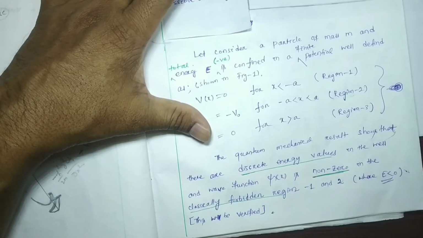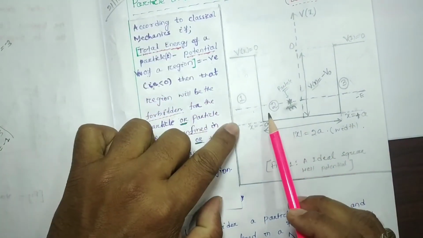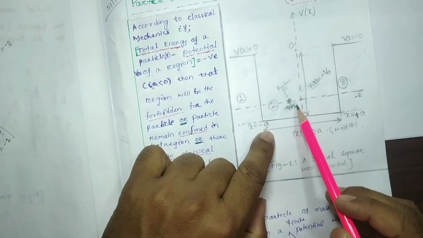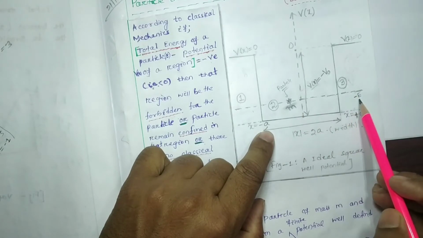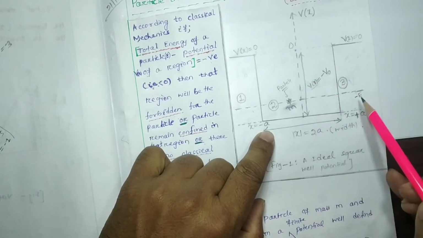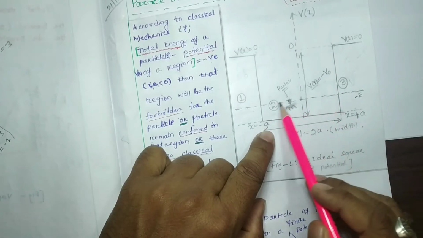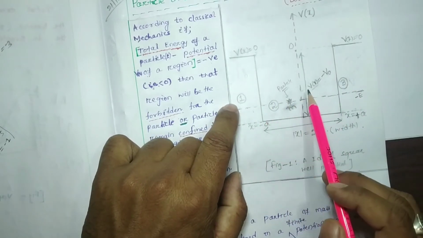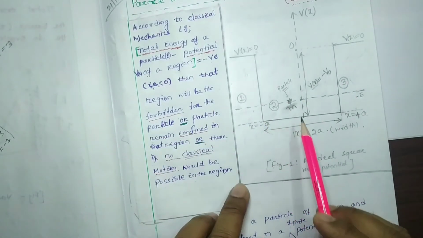According to classical mechanics, as already discussed, the particle of mass m has total energy minus E, and the potential is minus V0, with minus E greater than minus V0. So this particle can move in this region, but it cannot penetrate the other two regions. Region 1 and region 3 are the classically forbidden regions for this particle.